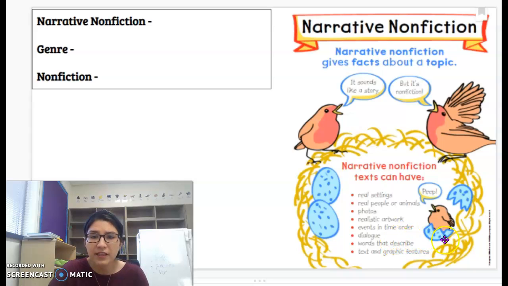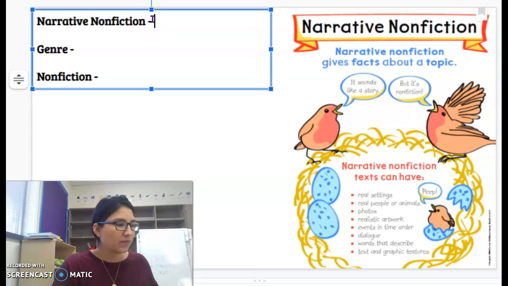Dialogue, which is conversation, words that describe, and then text features. So photographs, table of contents, headings, labels, those type of text features, okay? So that's what narrative nonfiction is. Let's go ahead and write it down right here so we don't forget. Kind of just review it.